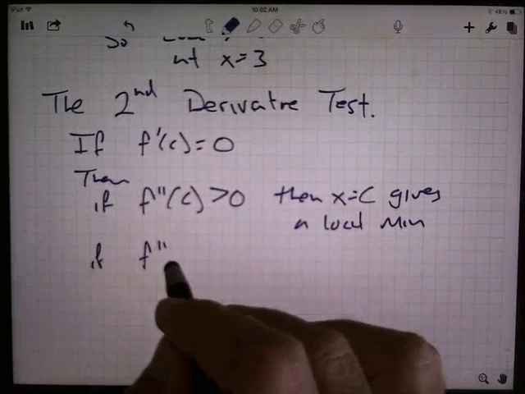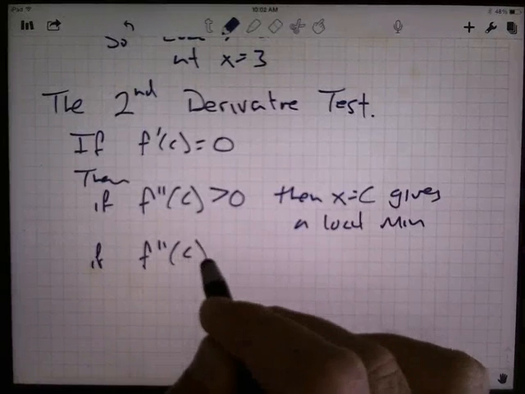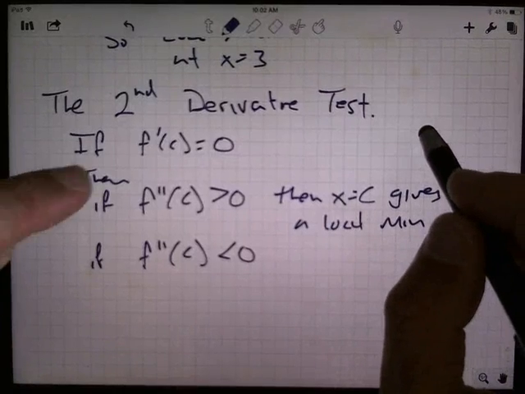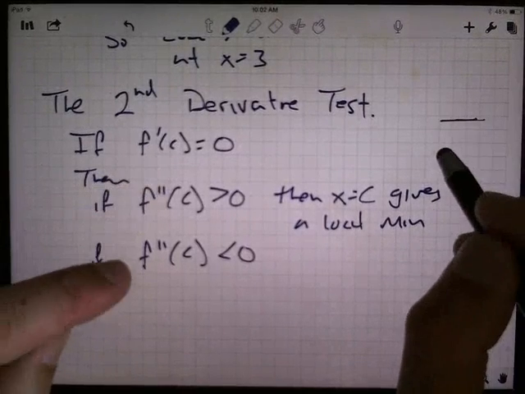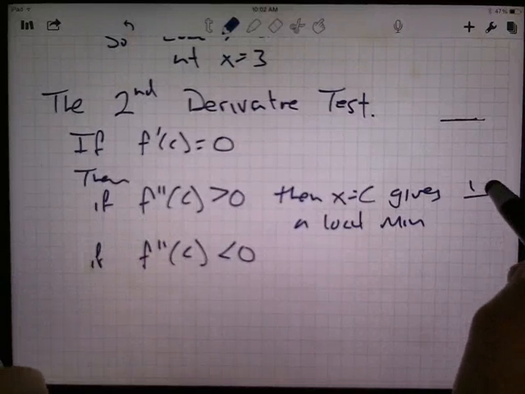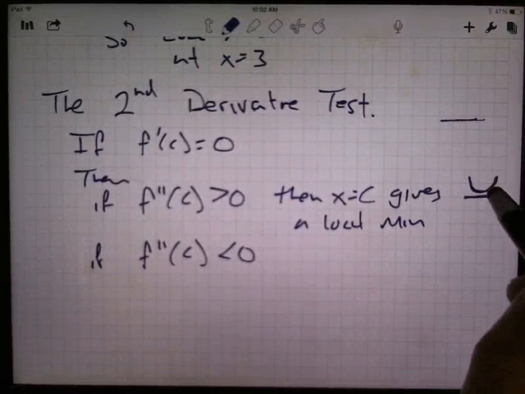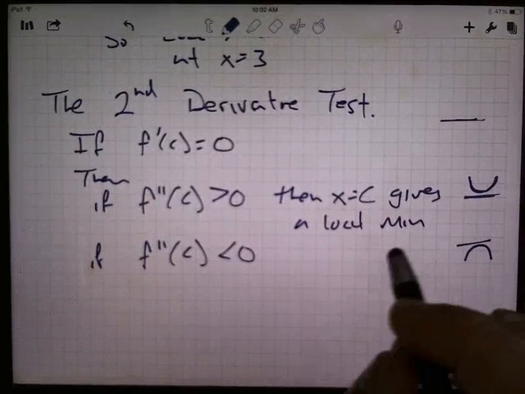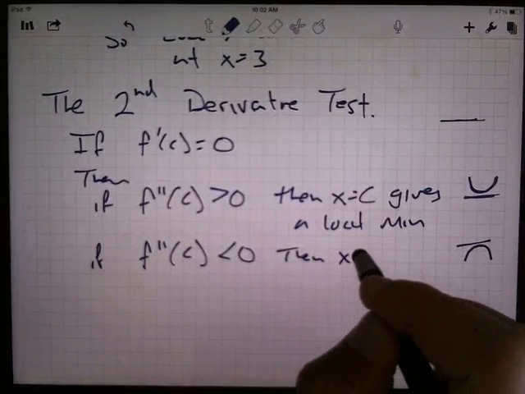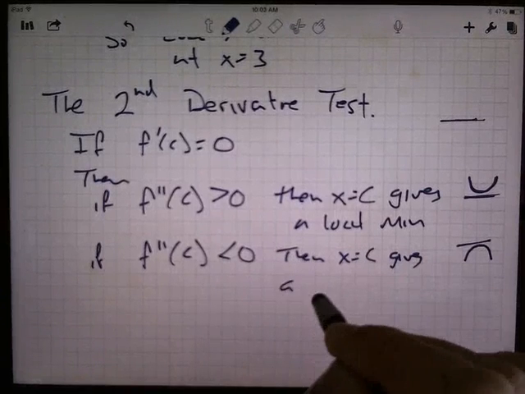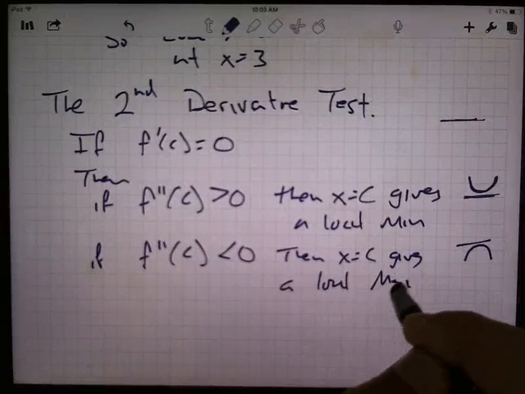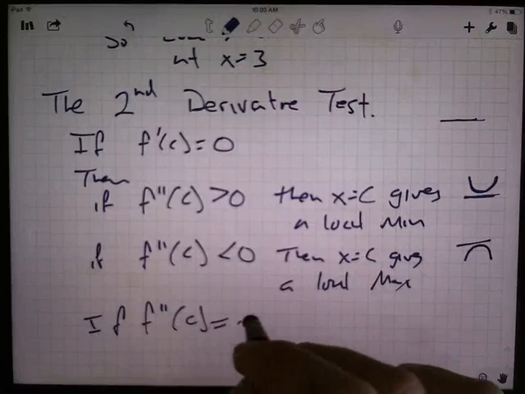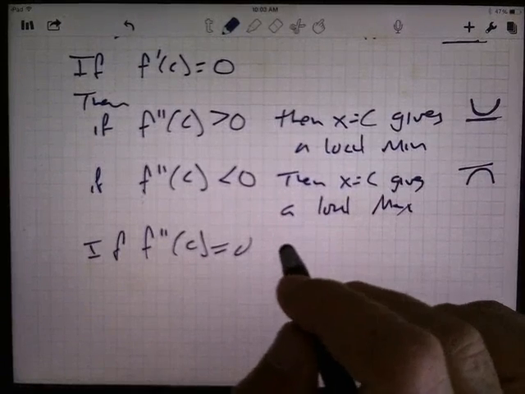If the second derivative is negative, then you're looking at, well, we already started off at a place with a horizontal tangent line. So this one was this picture right here, horizontal tangent line concave up, it must have been a minimum. This one is now horizontal tangent line concave down, so it must be a local maximum. Then x equals c gives a local max. And lastly, if f double prime of c equals 0, then all bets are off.